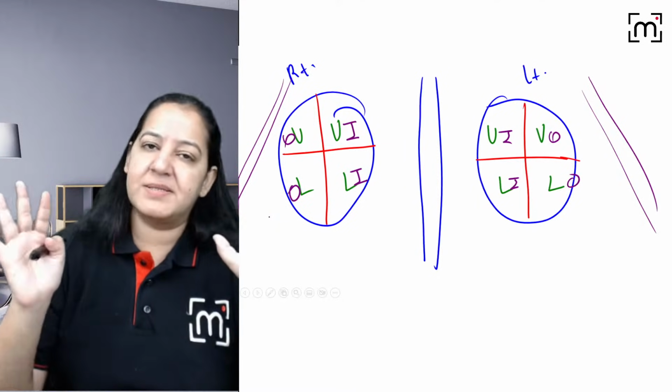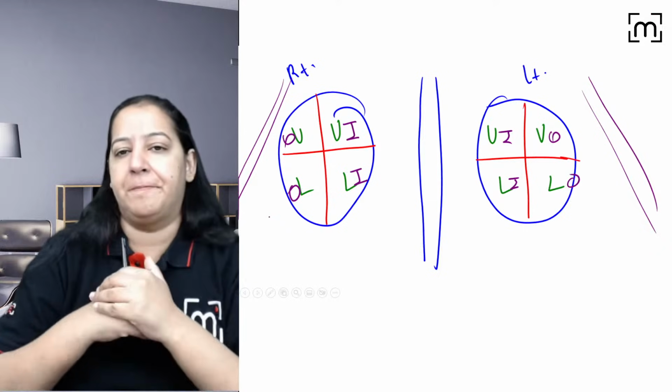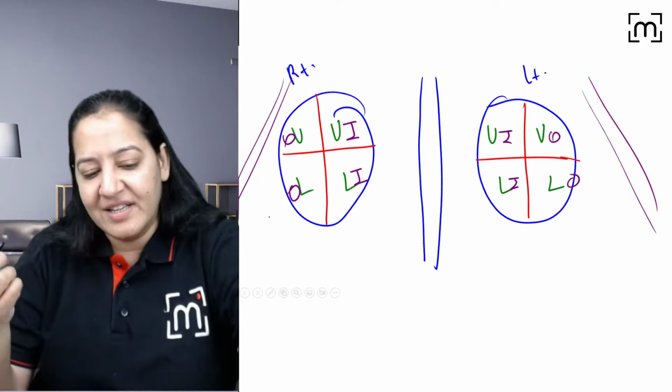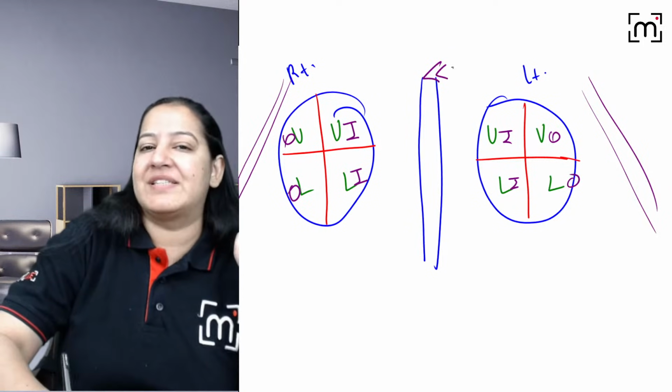So this is how the breast is divided into four quadrants. Give me a thumbs up. Now tell me, where is the breast cancer most common? On the right side or the left side? I have told you, it's more common on the left side.